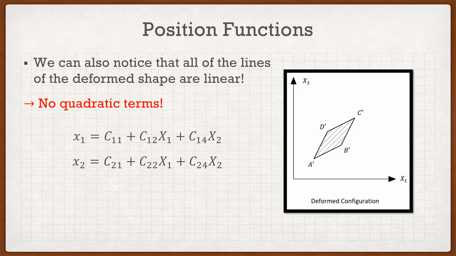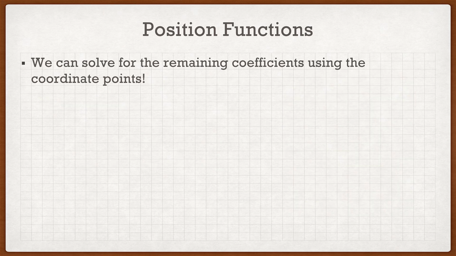Now if I look at these two equations, I'm getting really close to my position function. But I have to realize I have 6 unknowns: C11, C12, C14, and then C21, C22, C24. How do I solve for these? Well, the trick is to use the coordinates that were given. Remember, those coordinates are the X1 and X2. I can solve for the remaining coefficients using those coordinate points.